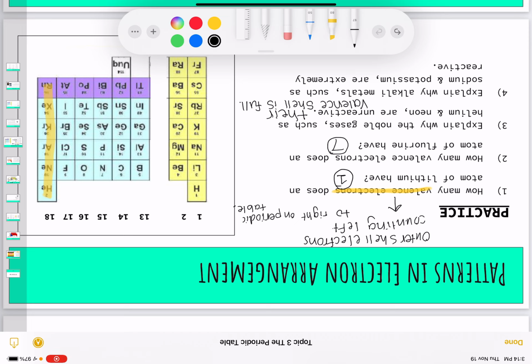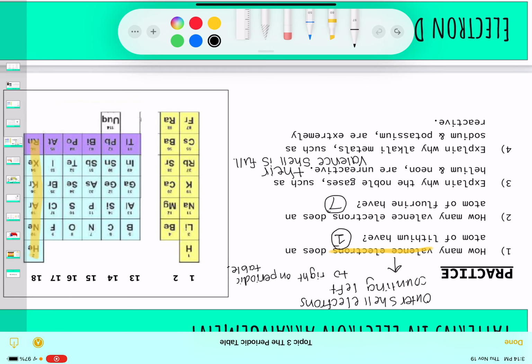Explained by alkali metals such as sodium and potassium being extremely reactive. So why are alkali metals such as sodium and potassium extremely reactive? Well, if we were to draw sodium, it's got 3 circles. 1, 2, 1, 2, 3, 4, 5, 6, 7, 8. And then because it's only 1 over, it has 1 in its outer shell.